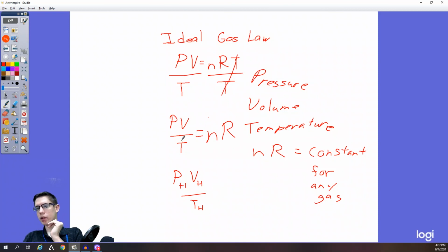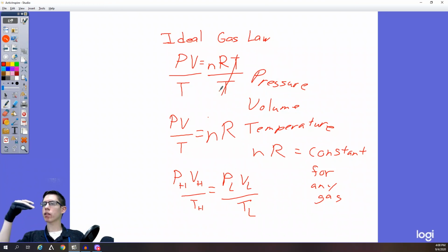Well, since PV over T is equal to NR, P with high pressure makes a resulting change to volume and temperature, and then P with low pressure should make a resulting change. And this manipulation of the equation allowed them to come up with a brand new set of laws: Charles' law, Boyle's law, and a few others that were all just extrapolations, that's a big word, I'm sorry, they were reasonable conclusions that all came from this ideal gas law.